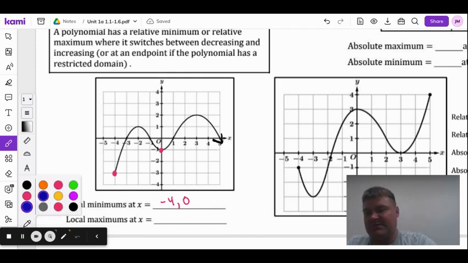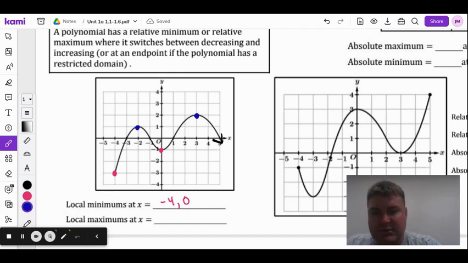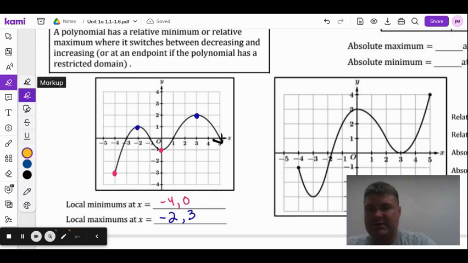Local maximums can be different. Again, it's the top of the hill. Okay, so local maximum there at that blue, and then a local maximum at that blue. The local max is at x equals negative 2 and x equals 3. Now, if you notice here, I didn't include this endpoint right over here, and I'll highlight it just so you know what I'm talking about.